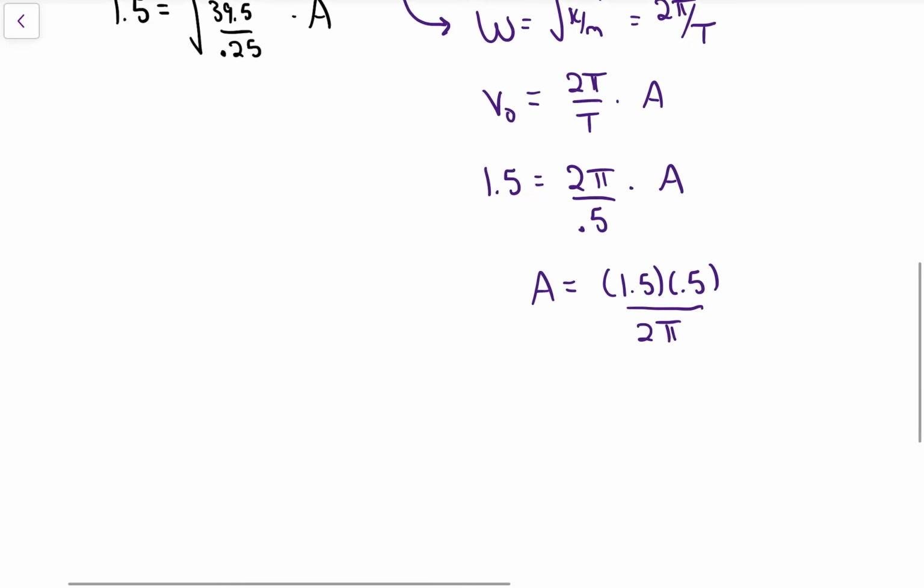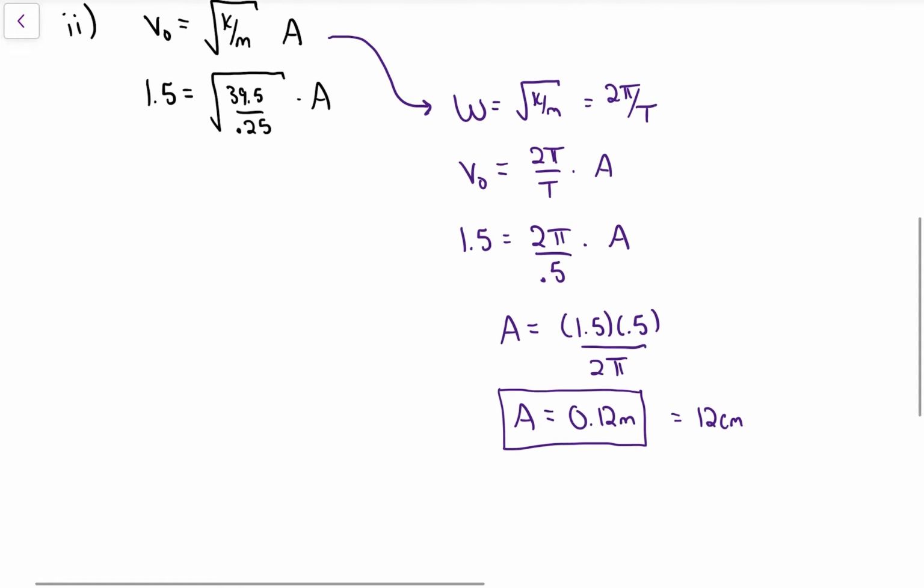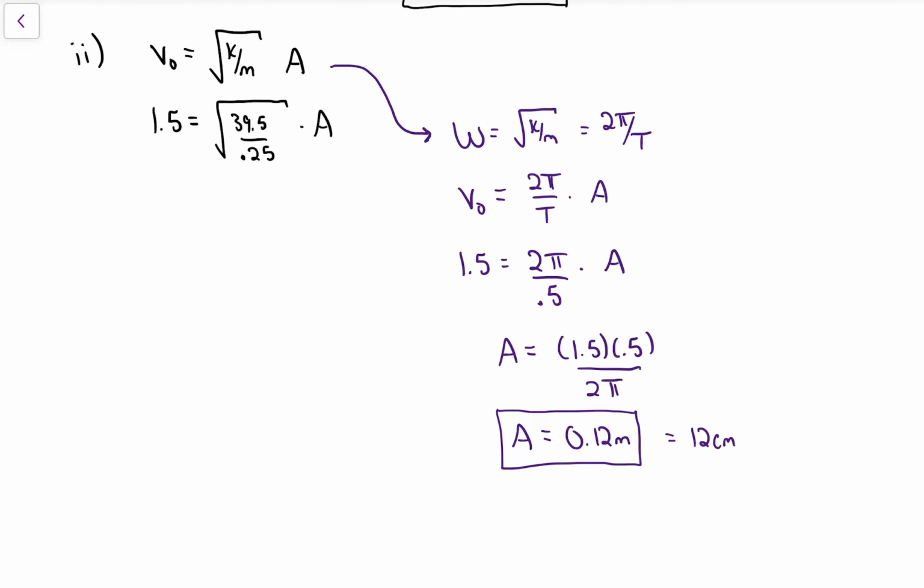When I crank that out, I get an amplitude of 0.12 meters within some rounding. You could call that 12 centimeters. You don't have to go to centimeters, but that's what it is. If you did it the way that I first started off, the root k over m times a method, you should get the same number within rounding. They should match up at the end.